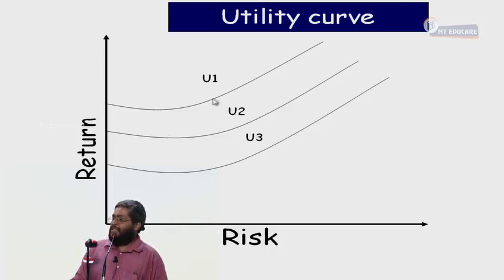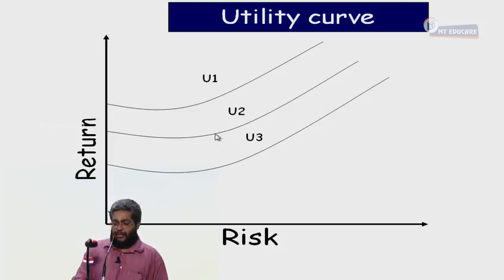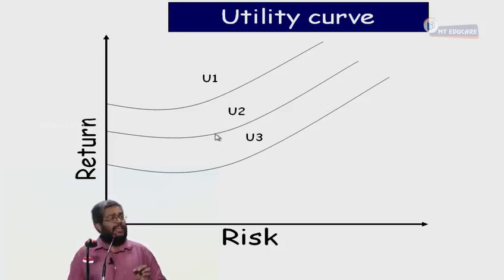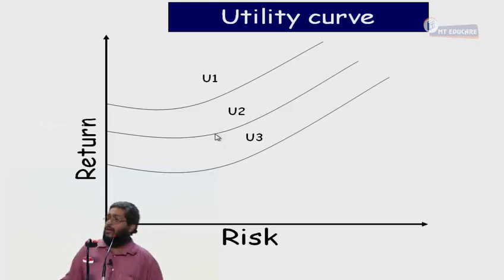This curve has an A which is highest. This curve has an A which is second highest. This curve has an A that is third highest. Yes or no? Because A is what I call our risk averse coefficient. Right or not?